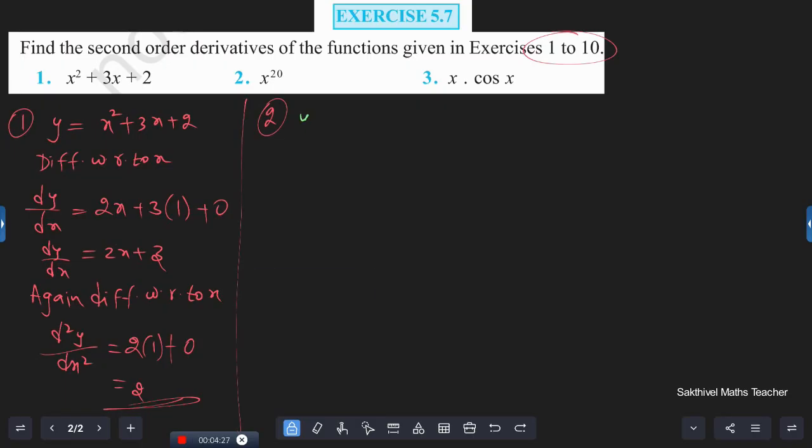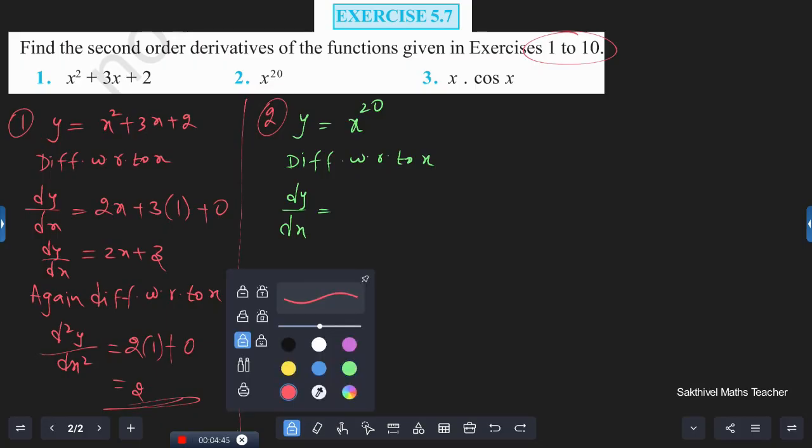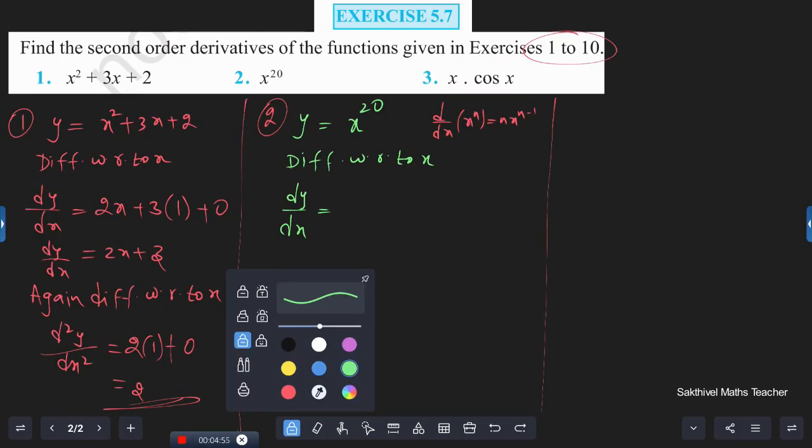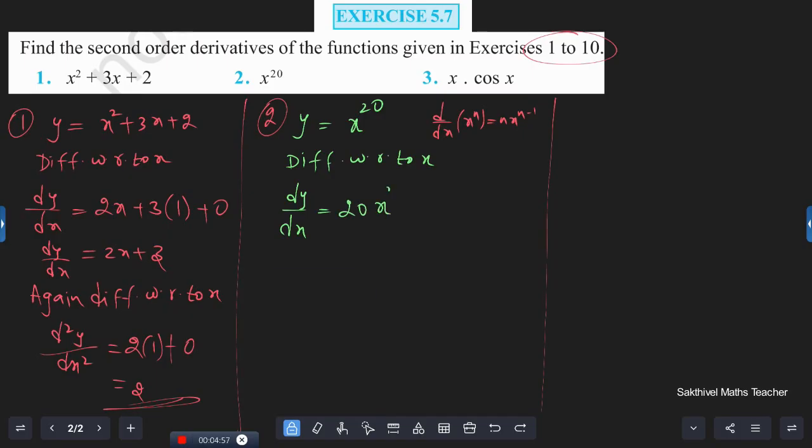And second question. If I am taking y equal to x power 20, this one you have to differentiate double time. Very simple. Differentiate with respect to x on both sides, so dy divided by dx is equal to 20 will be coming down. The formula I am using here: derivative of x power n is equal to n into x power n minus 1. Very simple. Now 20 will be coming down, x power 20 minus 1, that is 19, x power 19 you can write. That is the first derivative.